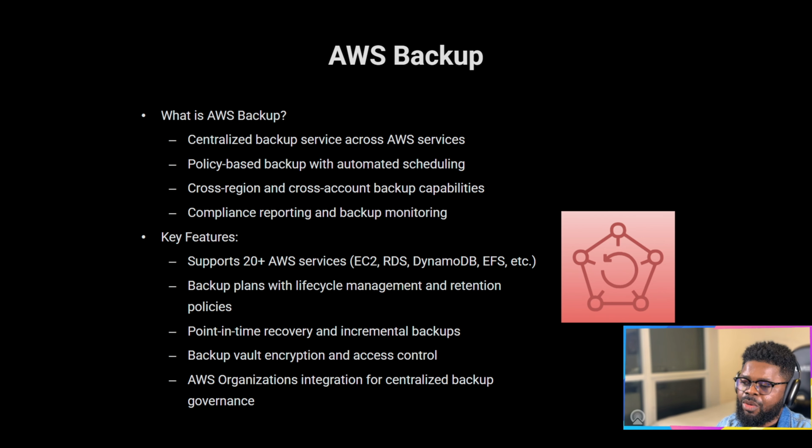So AWS Backup is a centralized backup service across AWS services. We'll see, it's very easy to approach. Policy-based backup with automated scheduling, meaning you can schedule those backups and have them run at a given time. You can also do cross-region and cross-account backup capabilities. The point is that you can move backups from one place to another, right, from AWS Backup.